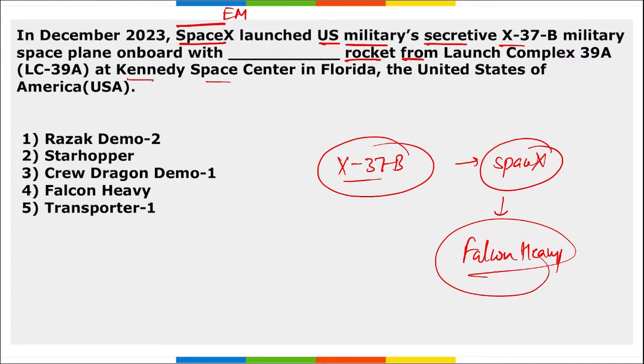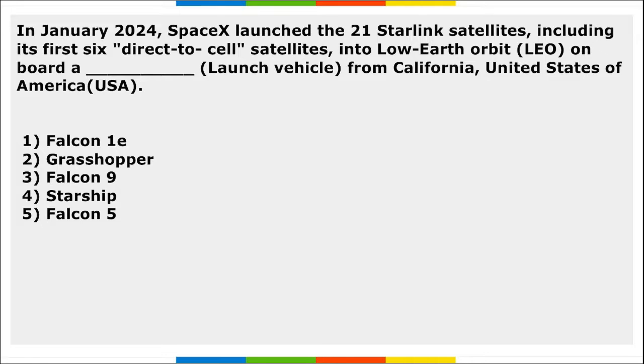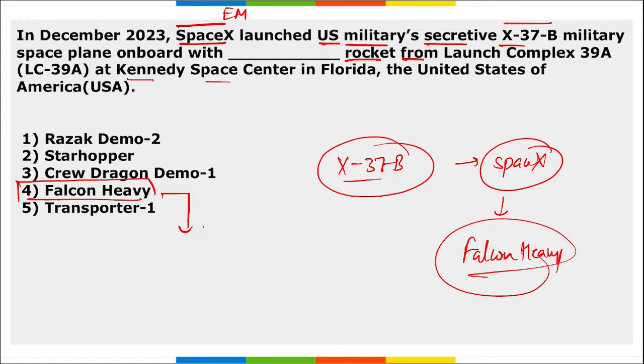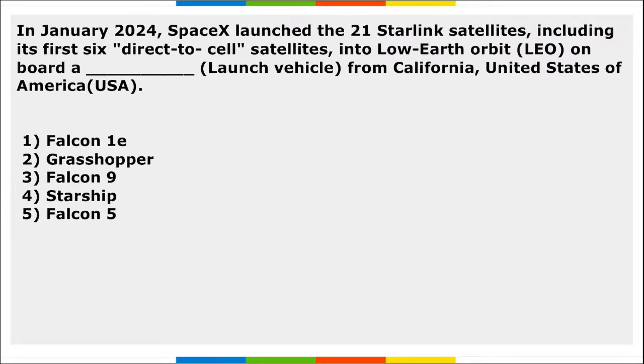This is of SpaceX, right? And Falcon Heavy has recently carried this secretive X-37B military space plane of the USA. Correct? Take a note of this. Next. So the right option here becomes option 4, Falcon Heavy. And remember, the Falcon Heavy rocket is a combination of multiple Falcon 9 boosters.